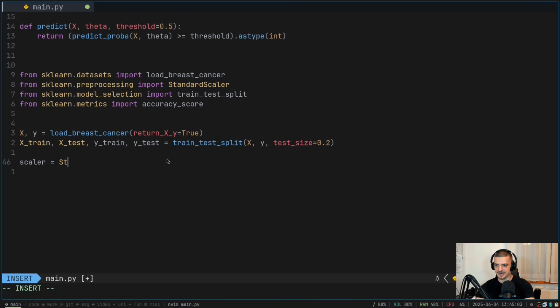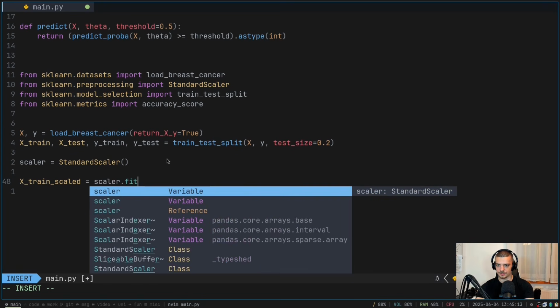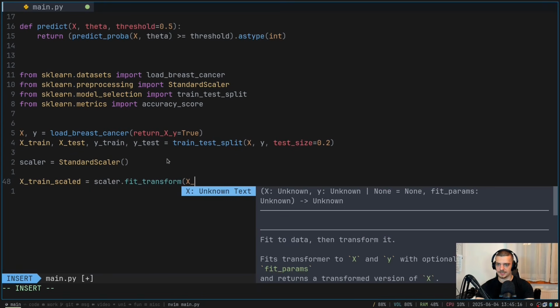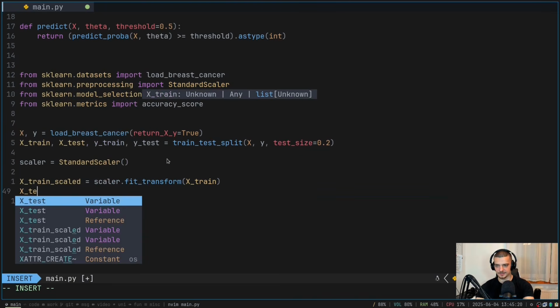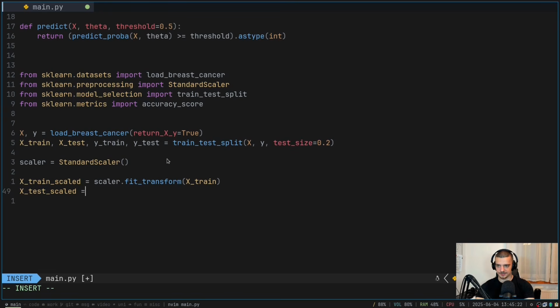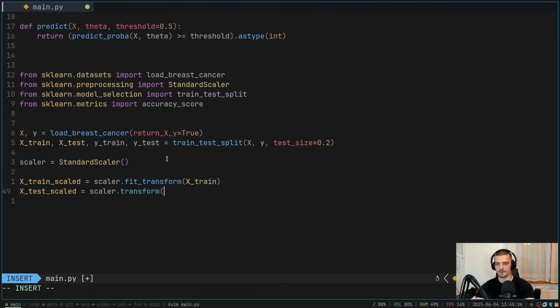Then we're going to scale the data. So the scaler is a StandardScaler, and X_train_scaled is going to be equal to scaler.fit_transform of X_train. And then since we don't know about the test data in the beginning, X_test_scaled is just going to be scaler.transform, not fit_transform, of X_test.